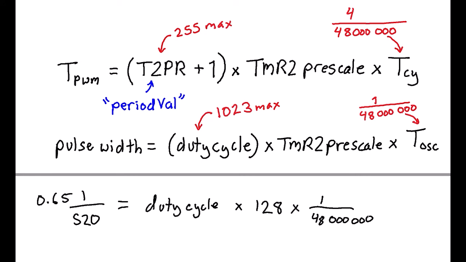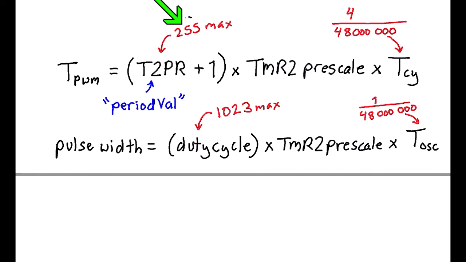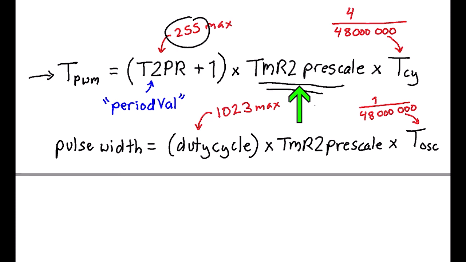So again, you plug this into your calculator and you solve for the duty cycle, which is about 469. So this is the quantity that we're going to need to put into our second function in order to set the pulse width to 65% of the period. So again, just to quickly recap, you first plug in the maximum value that you can here as a temporary value for this T2PR, and then you use that to get an approximate value for your prescaler, and then whatever value you get, you round it up to an actual prescaler value, since there's a limited number of them.